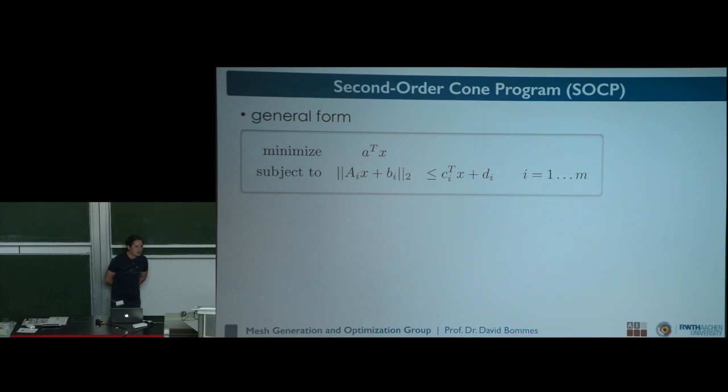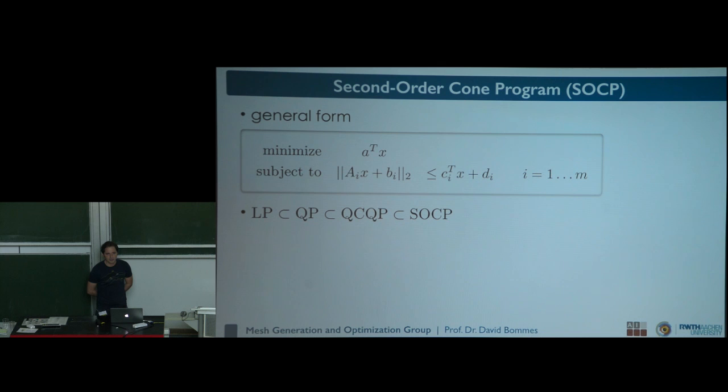All right. The next class of programs that I want to talk about are second-order cone programs, and they are indeed a generalization of both previous ones. So you can show that linear programs are a subset of quadratic programs, which are a subset of quadratically constrained quadratic programs, and they are all a subset of second-order cone programs. Which seems to be a little bit surprising, because here the objective function is a linear function. But there's a trick that you can move the objective function into the constraints, like we did with the LP reformulations. But let's have a look at the structure of the second-order cone programs.